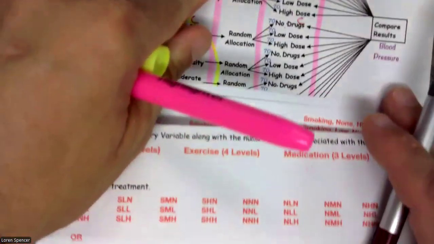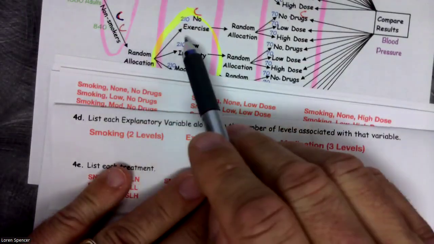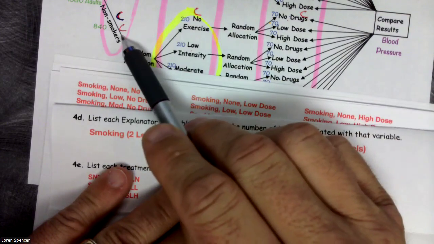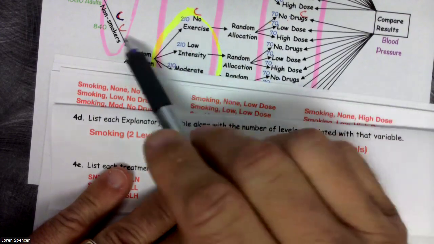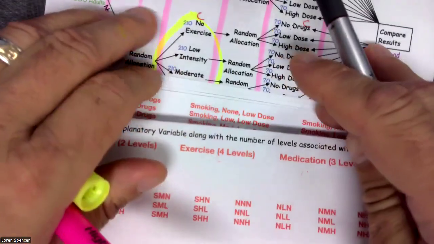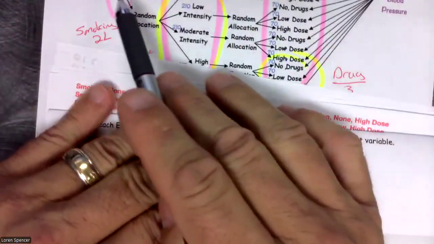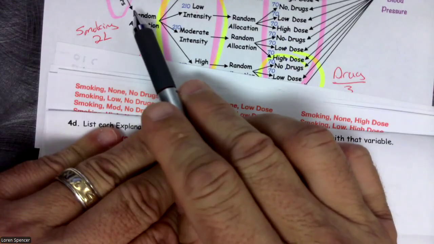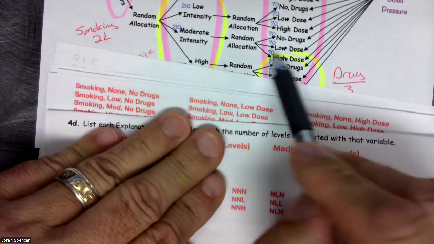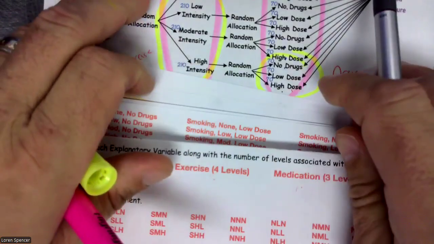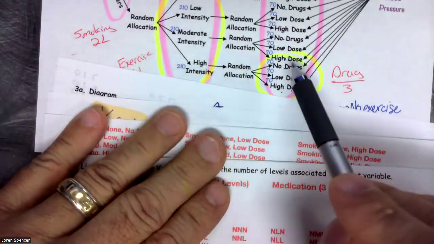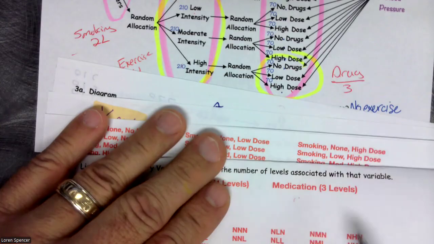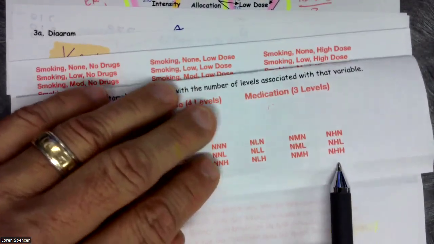All right. And then we're going to have non, no, no, non, no, low, non, no, high. Non, low, no, non, low, low, non, low, high. Then we're going to go non, moderate, no, non, moderate, low, non, moderate, high. And then we're going to get into the non, high, no, non, high, low, non, high, high. All right. And that's how we abbreviate them.